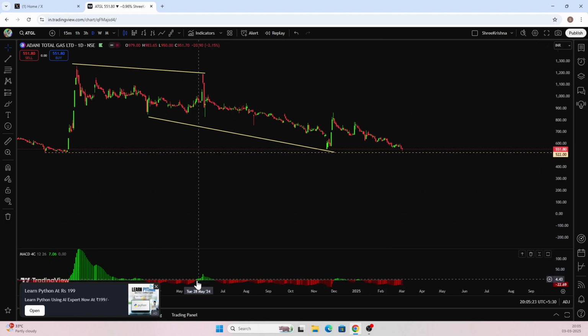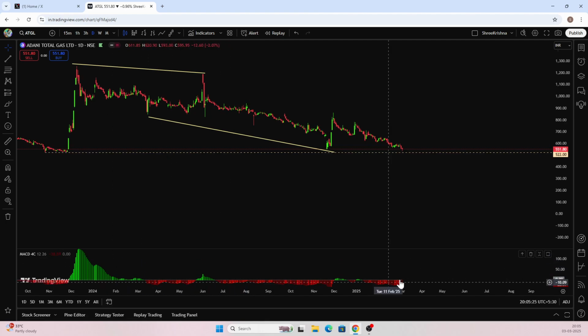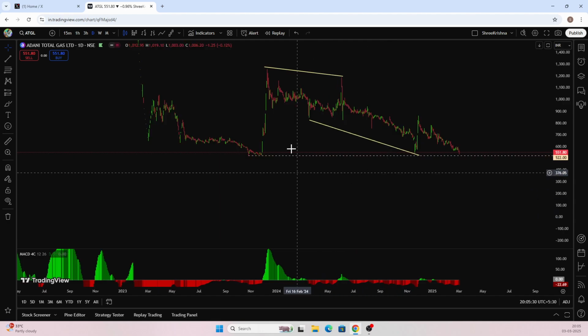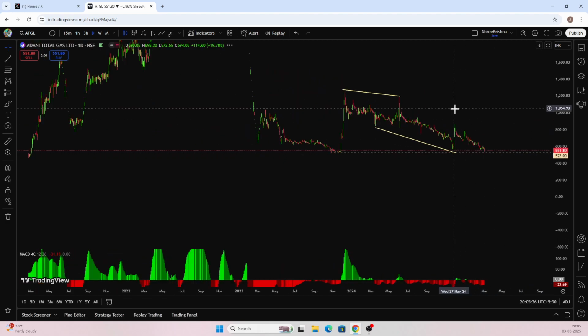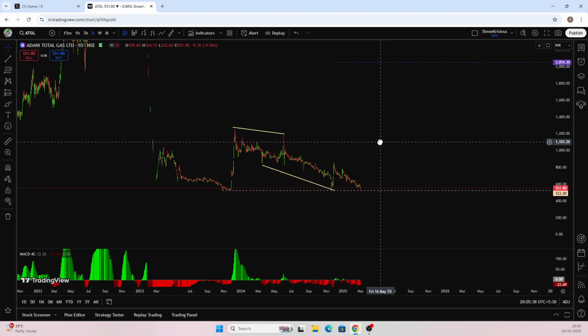Even we can read it in the MACD. Okay, so this has made a wave 1 and it has made a wave 2, which is very deep. So what is the meaning of deep?